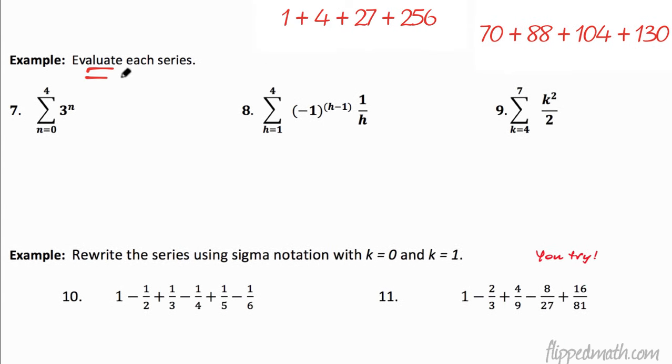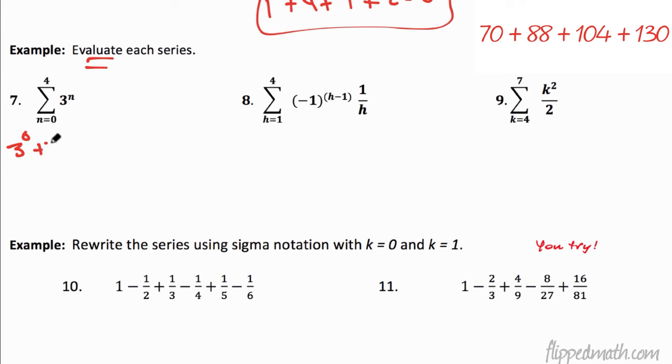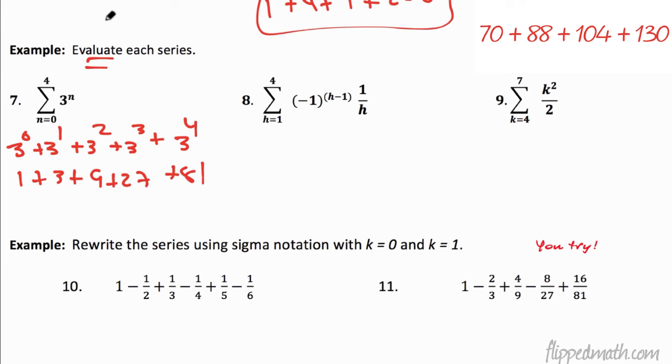Evaluate. This is different directions here. Evaluate means you got to figure it out. So here we go. So it's 3 to the n, and we're starting at 0. So we're going to have 3 to the 0 plus 3 to the 1 plus 3 to the 2, and so on and so forth, until we get to the upper bound, which is 4, 3 to the 4th. So this is going to equal 1 plus 3 plus 9 plus 27 plus 81. We have to add these all together, though, because it says evaluate this time. So 1 and 9 is 10, and then 3 and 27 gives me 30. That gives me 40, 121. This all equals 121.